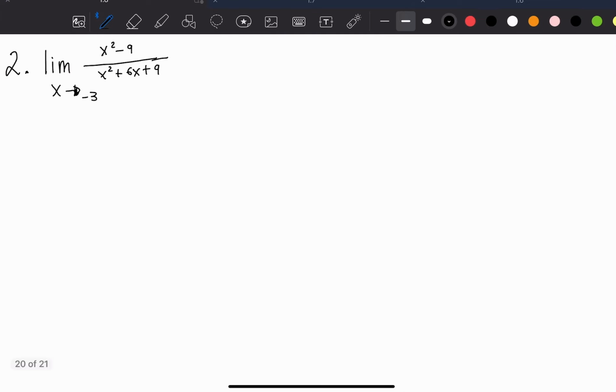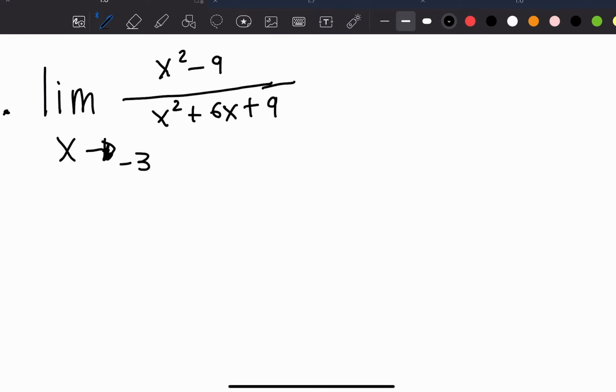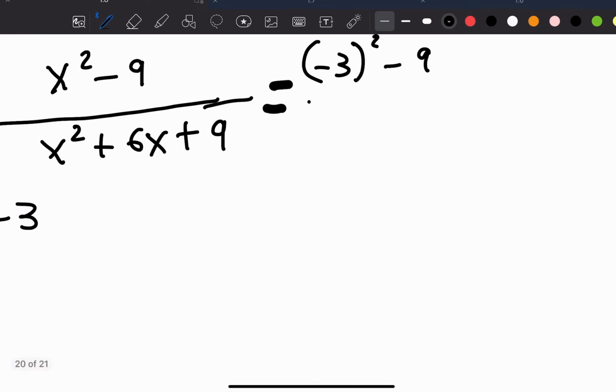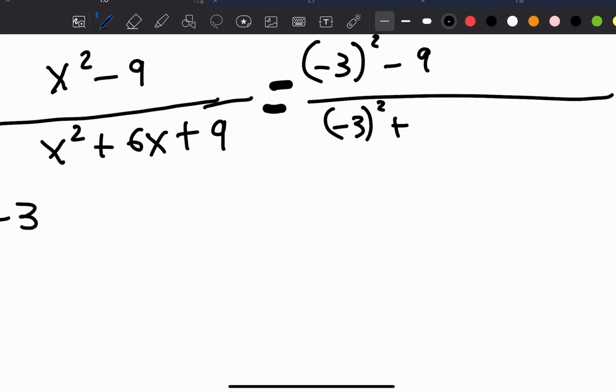For example, here I have another one. Here I have x squared minus 9 over x squared plus 6x plus 9. Again, first, I will try to do it the fast way. The fast way means instead of writing x, write negative 3. So I will write negative 3 squared minus 9 over negative 3 squared plus 6 times negative 3 plus 9.